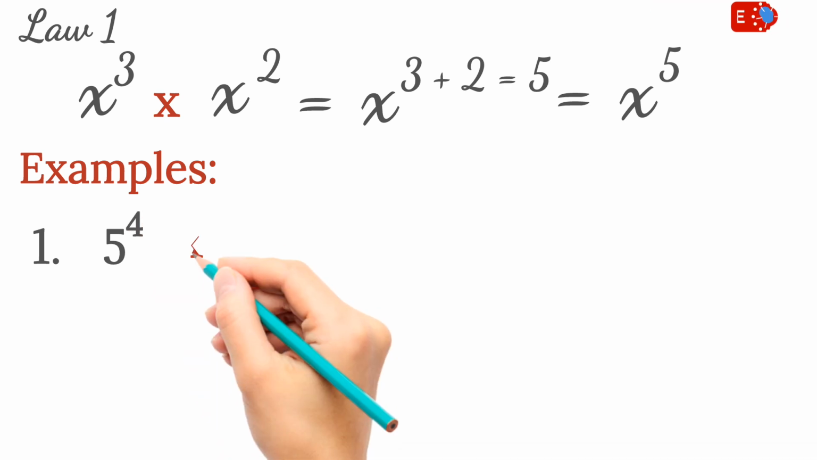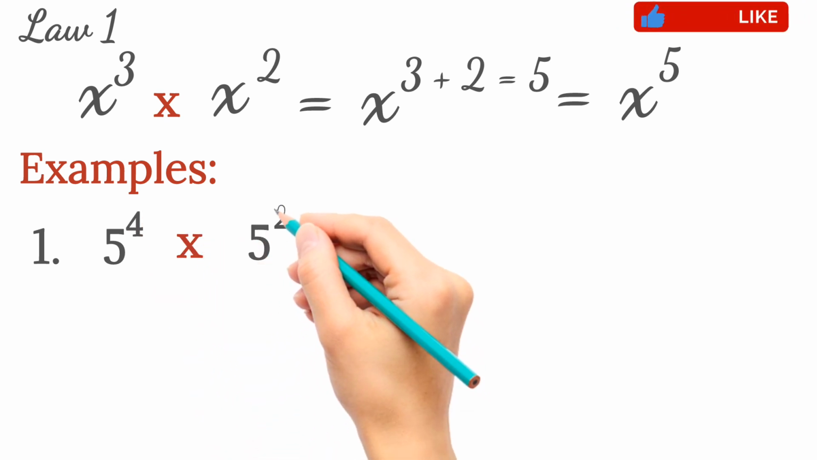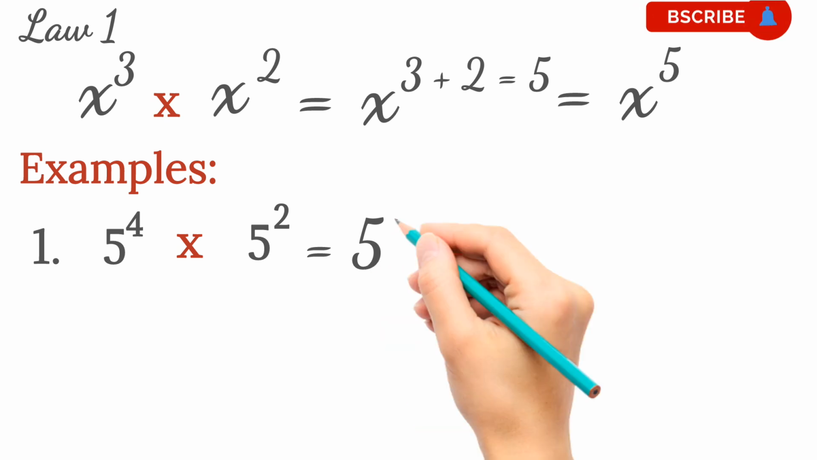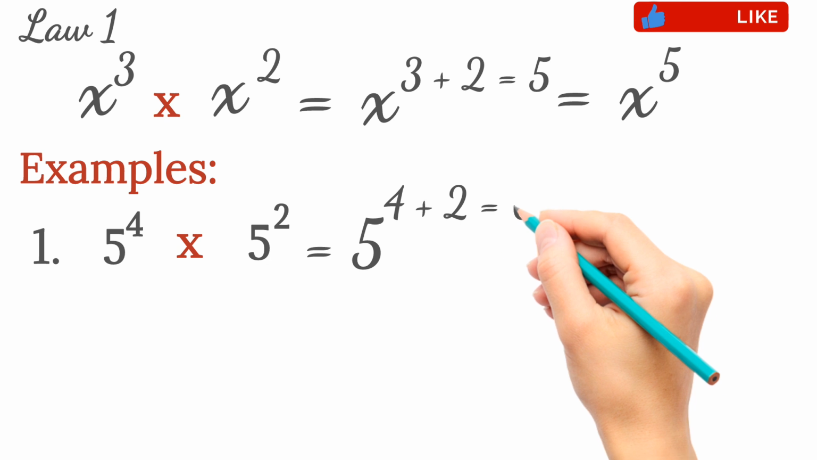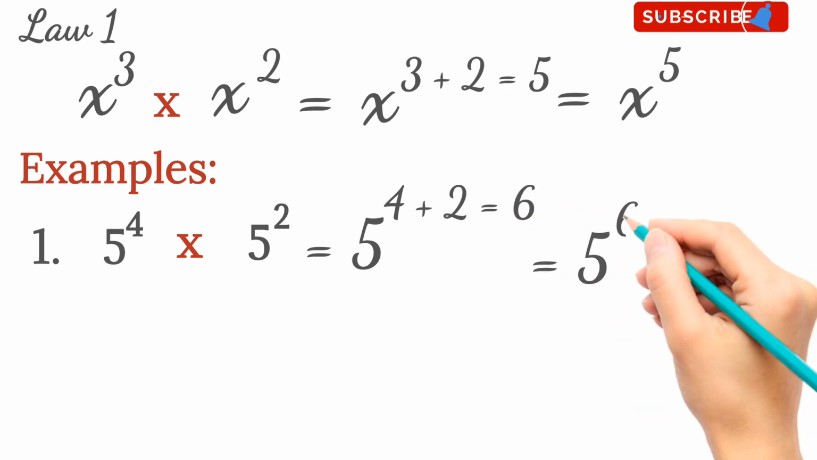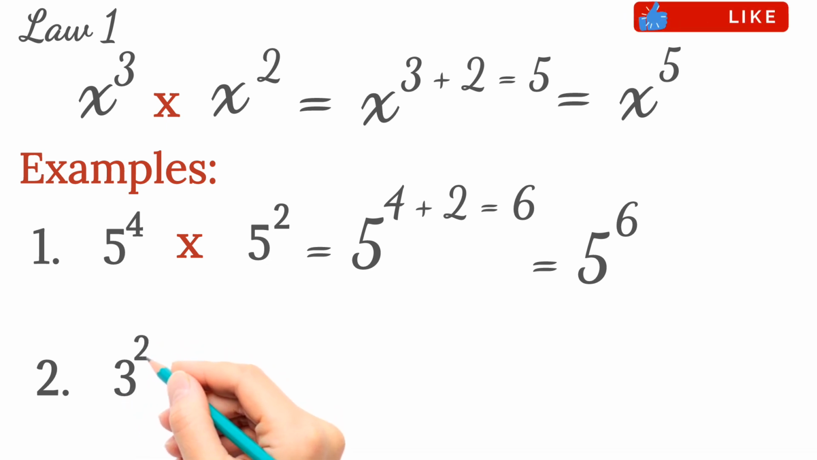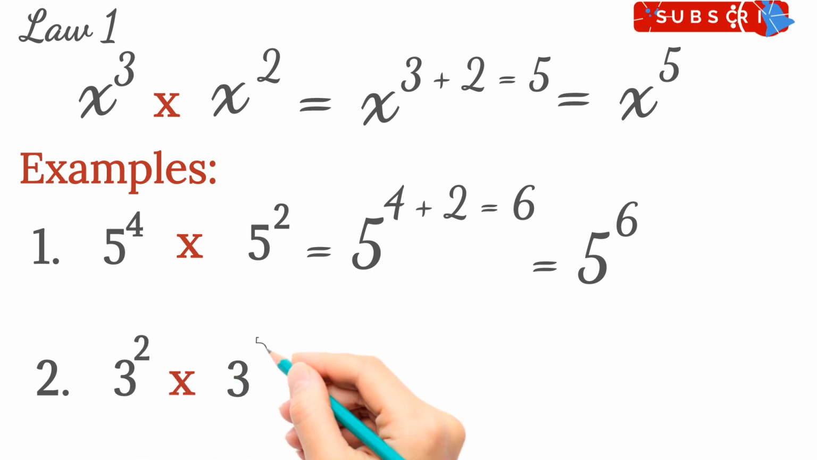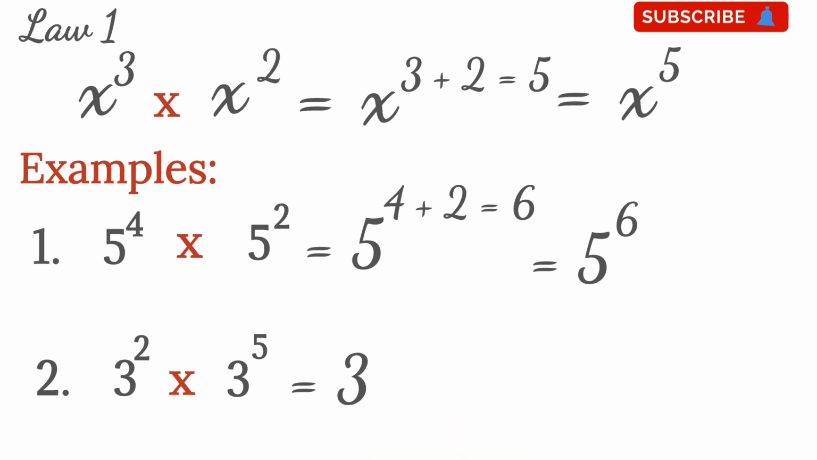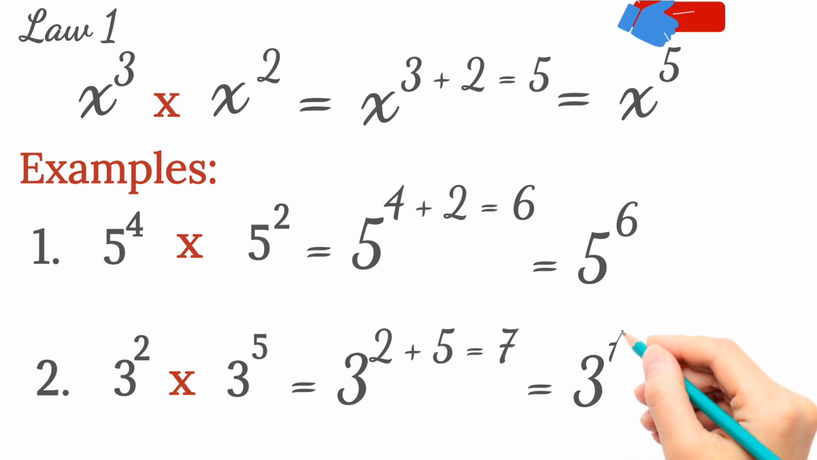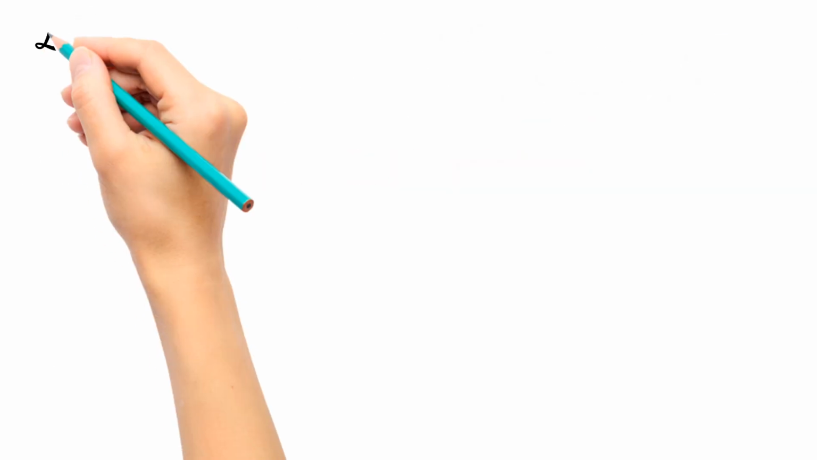So let me give you some examples that will really help you. 5 raised to power 4 multiplied by 5 raised to power 2. Since the two of them have the same base, which is 5, you pick one of them, then you add the power together. That is 4 plus 2, and that will give you what? 6. That's 5 raised to power 6. Now, the second example, 3 raised to power 2 times 3 raised to power 5. Now, the two of them have the same base, right? So just add the two powers together. That is 2 plus 5, and that will give you 7. So we have 3 raised to power 7. I think that one is clear enough.